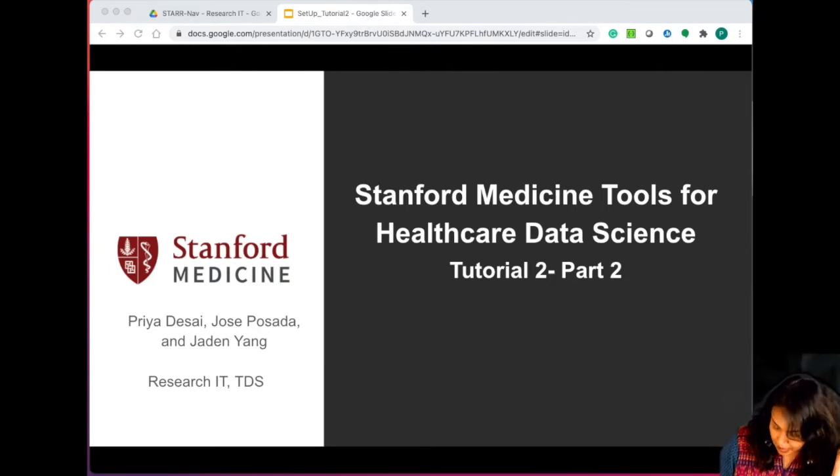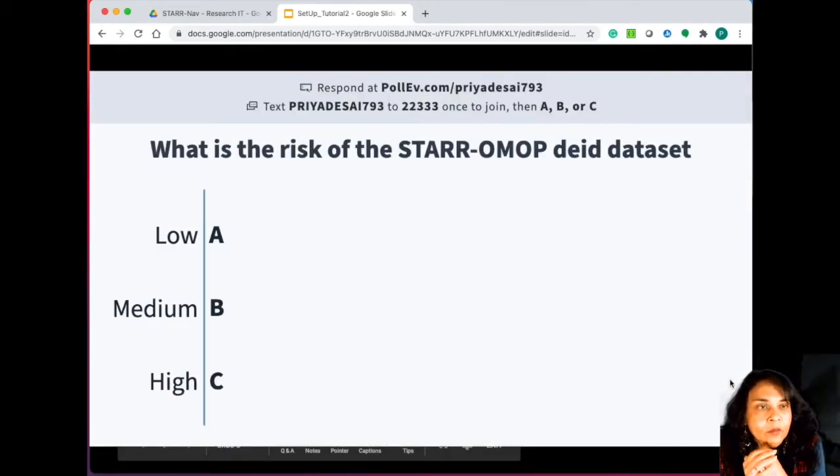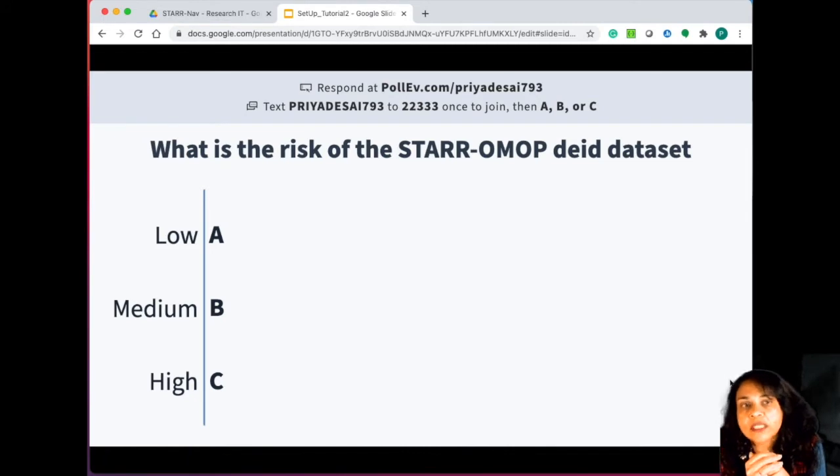So let me start out by actually asking you guys a question. What do you think is the risk of the Star OMOP DID dataset? You may recall that in the last video I explained what the Star OMOP DID dataset is. It is de-identified Stanford EHR data in the OMOP Common Data Model. What do you think is the risk level of this data set? Feel free to take a few minutes to pause the video as you think about this question.